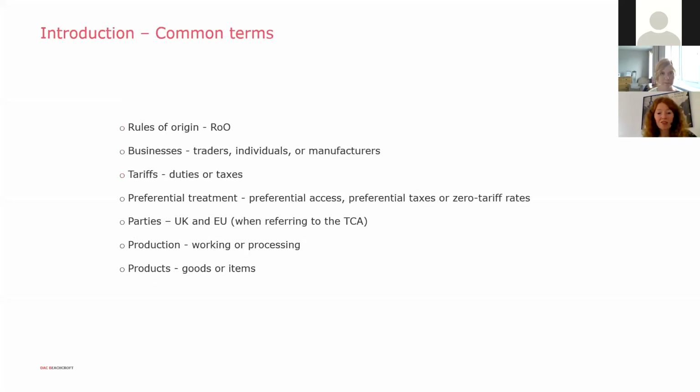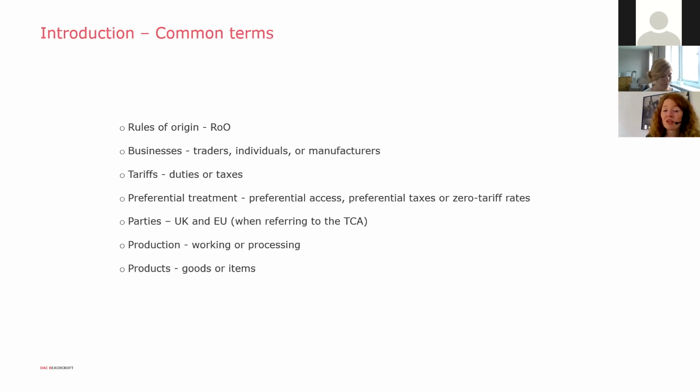So if you now go to the next slide, just a couple of definitions, the common terms that we're going to use. Rules of origin, I've also abbreviated these as ROO because the word is really long. And then businesses, what does this mean? Traders, individuals, or manufacturers, they're interchangeable here. Tariffs means duties or taxes. Preferential treatment: the TCA provides preferential treatment that can mean preferential access, preferential taxes. In our case here, it means zero tariff rates. When we refer to parties, we mean the UK and the EU.